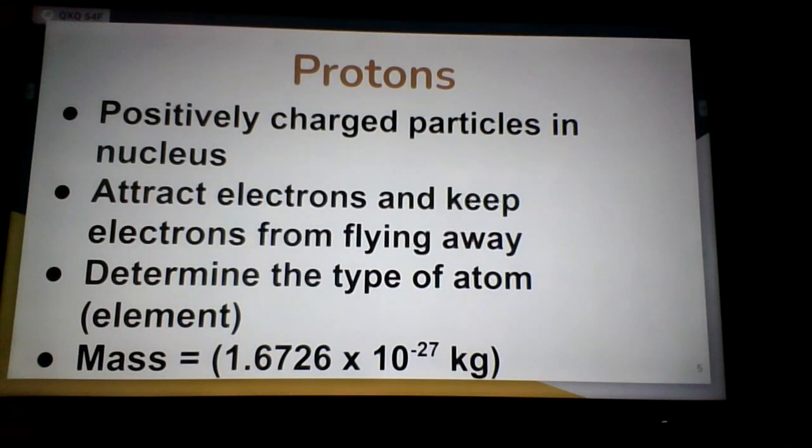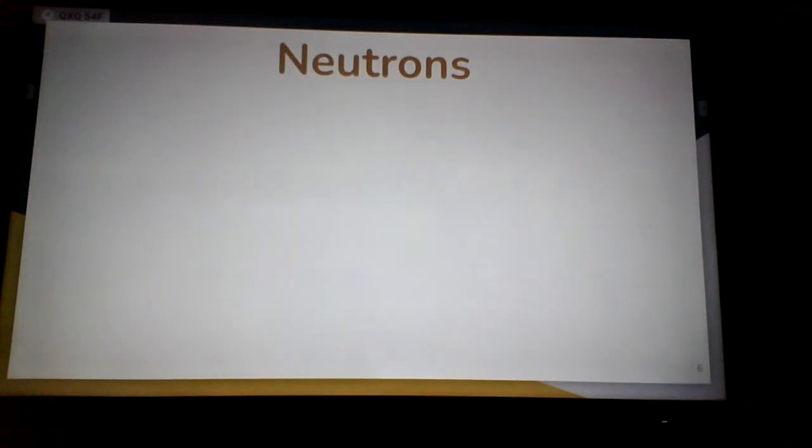1.6726 times 10 to the negative 27th kilograms. Again, almost 2,000 times more massive than the electrons. But these are teeny tiny little bitty guys, so imagine about the electrons as well. Neutrons are almost the same mass as a proton. Ready? Okay, now we are ready.